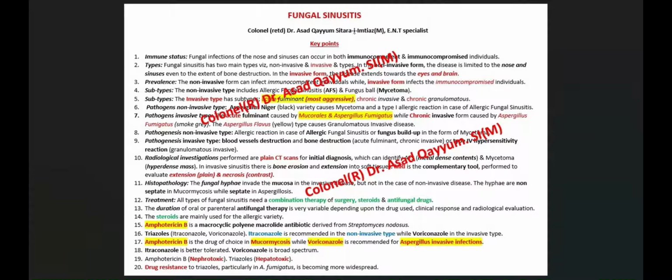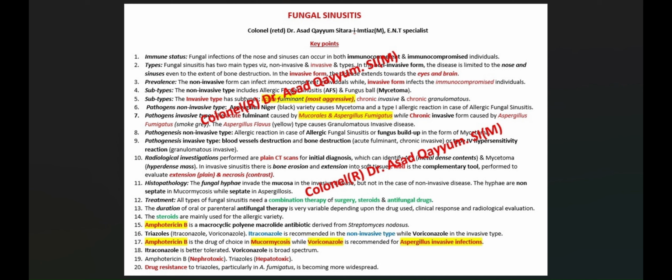Point number one, fungal infection of the nose and sinuses can occur both in immunocompetent as well as immunocompromised individuals. Point number two, what are the different types? Two main types, non-invasive and invasive type. What is the difference between them? In the non-invasive form, the disease is limited to the nose and sinuses, while in case of the invasive form, the disease extends towards the eyes and the brain.